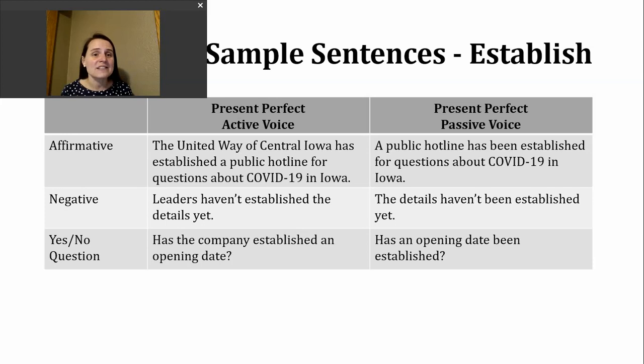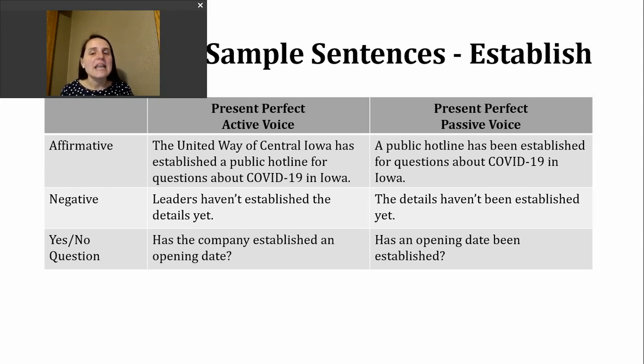But let's start with active voice in the present perfect. To make that verb tense, we're going to use have or has, and then our participle form of the verb. So you might remember, if our subject is he, she, or it, we'll use has. And if our subject is I, you, we, or they, we'll use have. So here's an example of the present perfect in active voice. The United Way of Central Iowa has established a public hotline for questions about COVID-19 in Iowa.